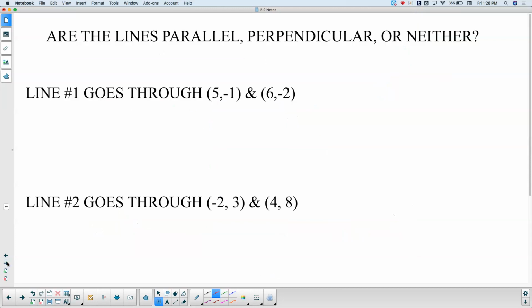So, line number 1 goes through those 2 points. Line number 2 goes through those 2 points. I want to know if line number 1 is parallel, perpendicular, or neither to line number 2. Well, in order to do that, I have to find the slopes, because that's what tells me if they're parallel, perpendicular, or neither. So what is the slope of line number 1?